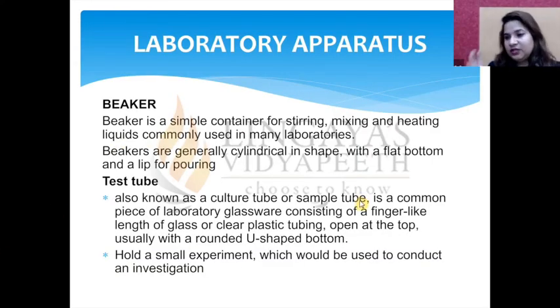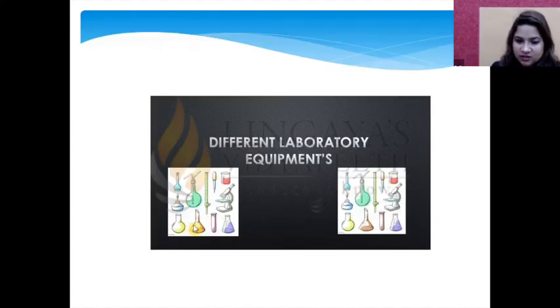First of all, the beaker. A beaker is a simple container. It is a cylindrical container which is closed at the bottom but open at the top, and it is used for stirring, mixing, or heating liquids, which are commonly used in the laboratory. So they are basically cylindrical in shape with a flat bottom. Let me show you, this thing is the beaker. It is cylindrical. It has a flat base at the bottom, and it is open from the top. It can have a lip for pouring the liquids.